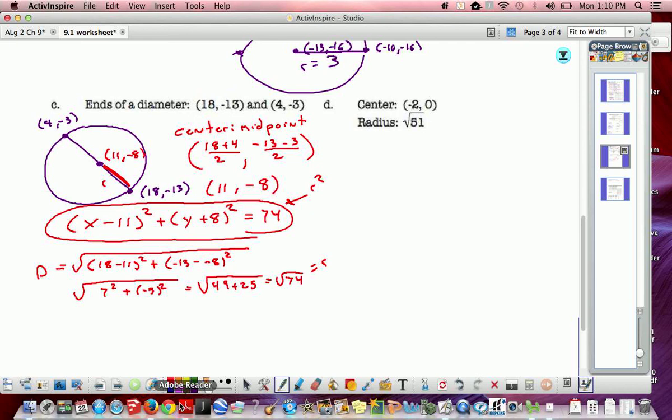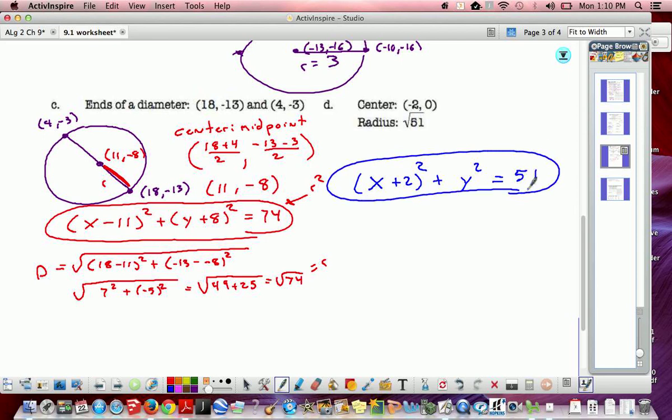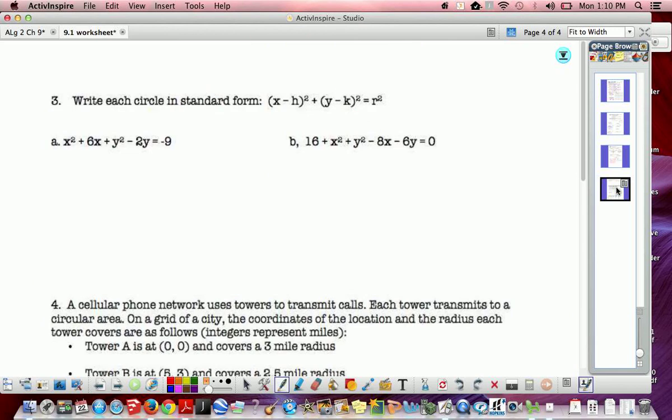So then on the last one, here's the center, here's the radius. So I'll be going x minus a minus 2, so x plus 2 quantity squared plus, well, y minus 0 is just y, so I get y squared equals the square root of 51 squared, 51. I have the front page done. Flip to the back side.